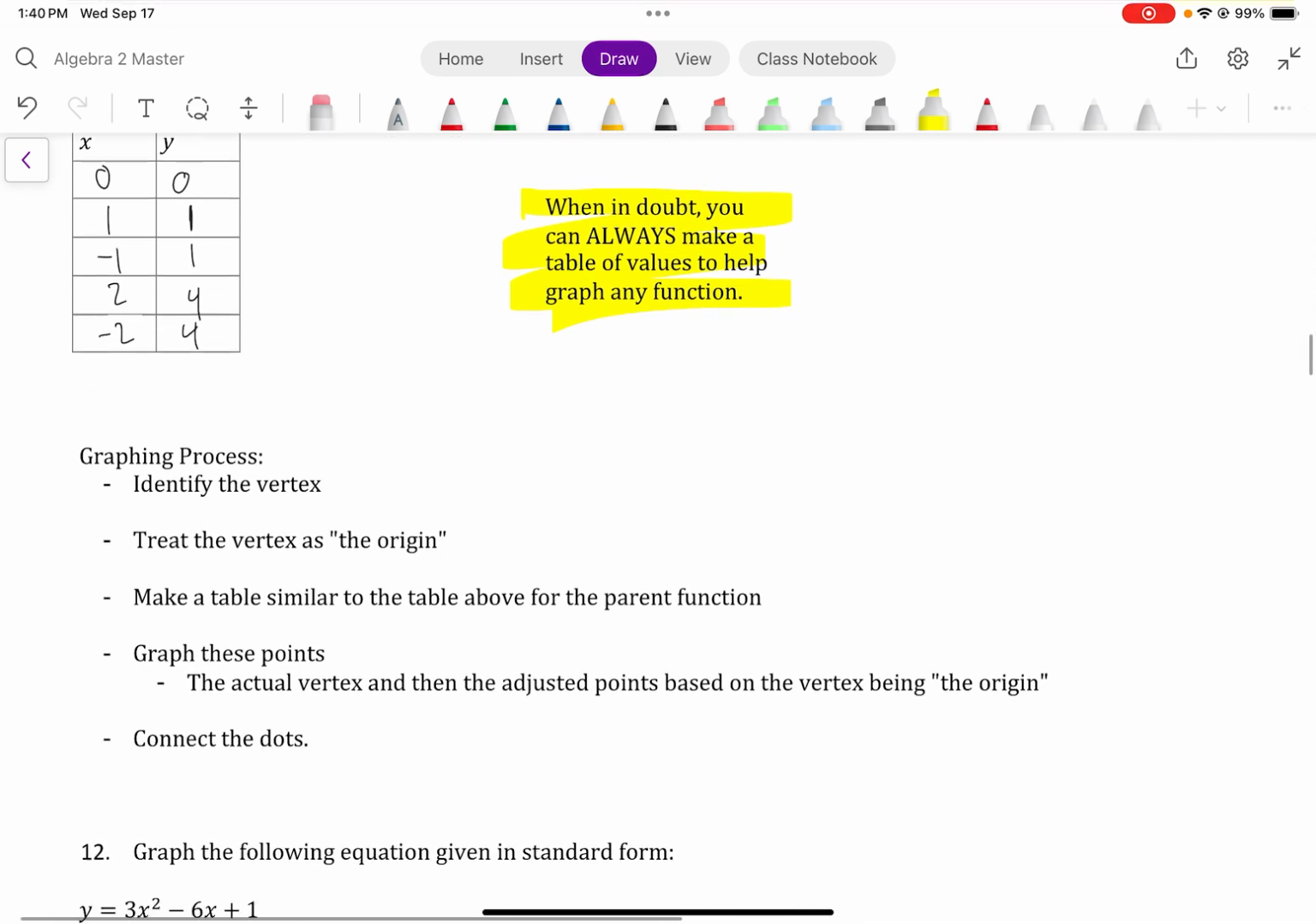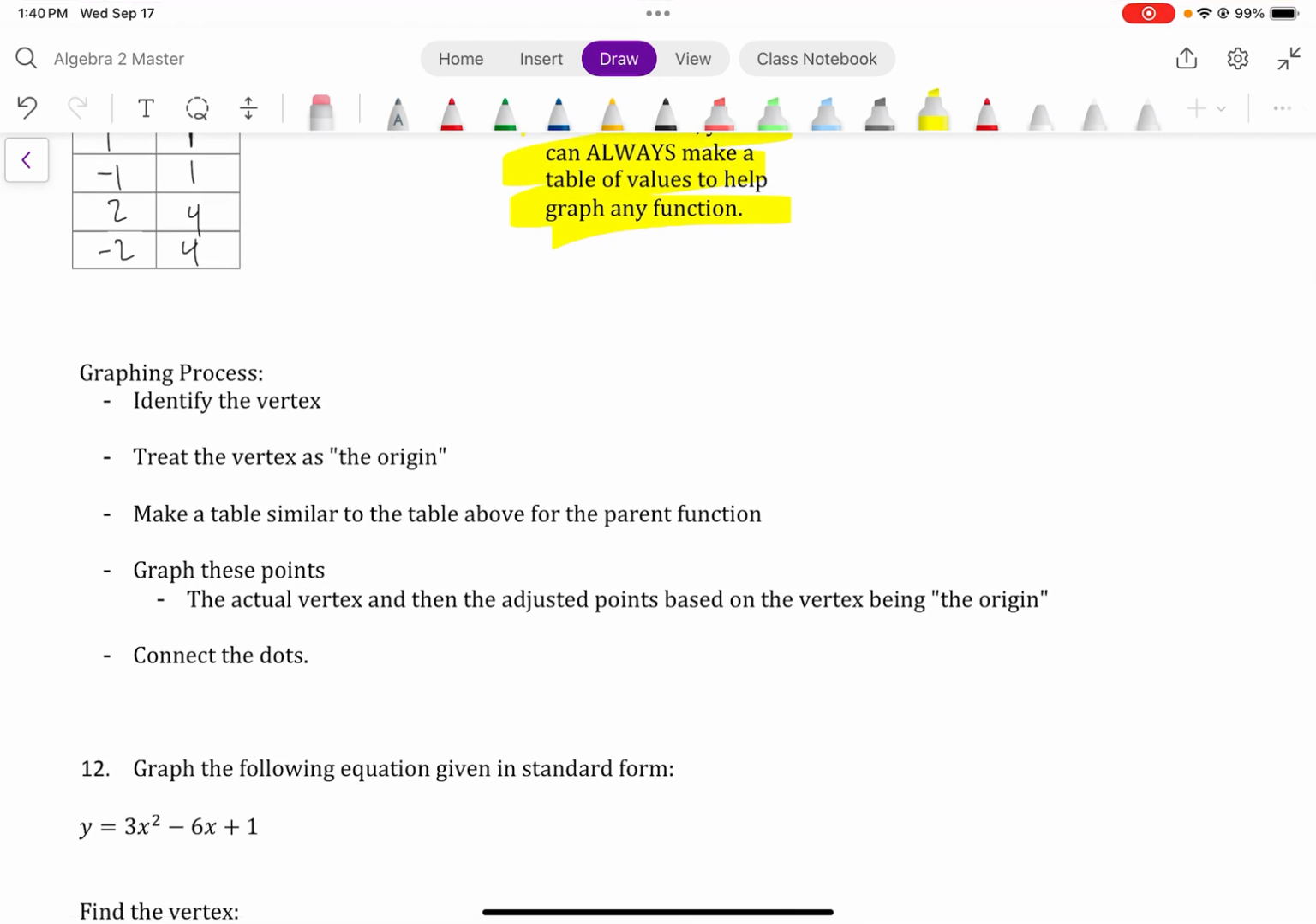But the overall process for graphing is you are going to identify the vertex of the parabola. This is your maximum or minimum.